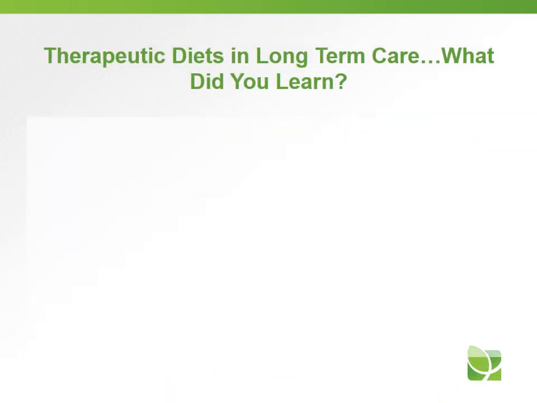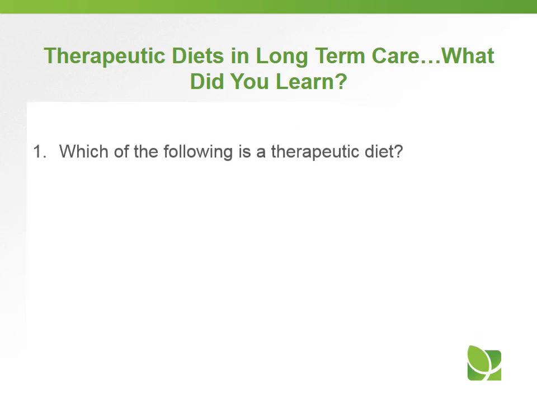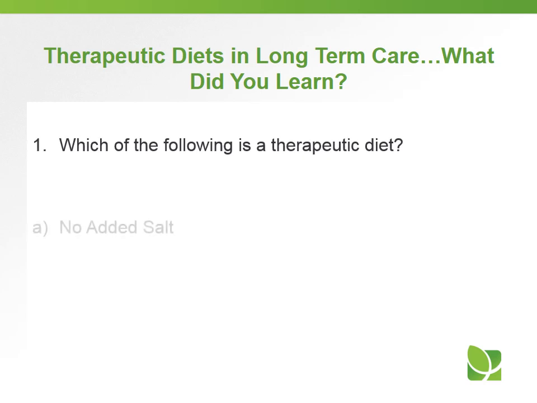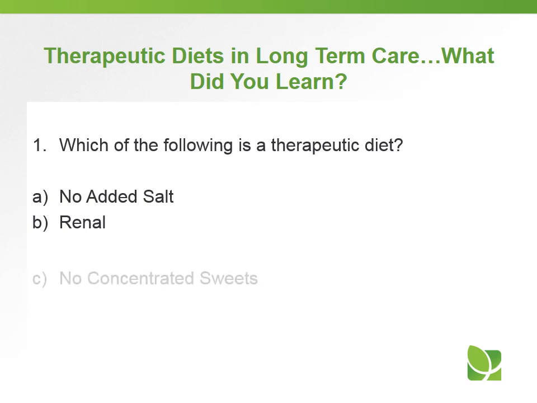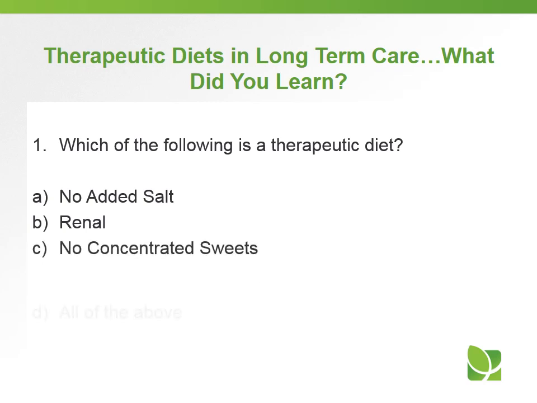Let's review what you learned from this in-service on therapeutic diets in long-term care. Take a short quiz, 5 questions, and see how you do. Question 1 asks, which of the following is a therapeutic diet? A, no added salt. B, renal. C, no concentrated sweets. Or D, all of the above.